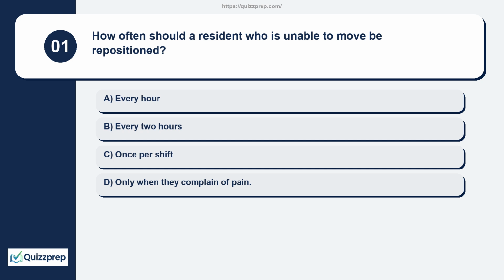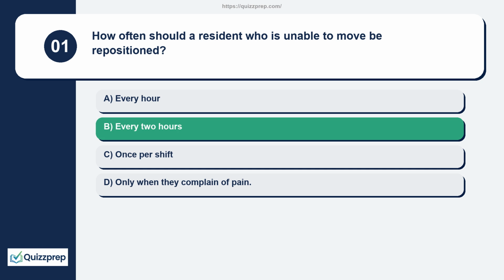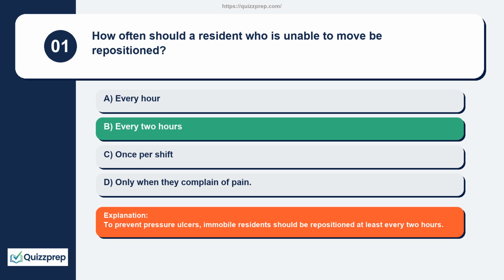Question 1. How often should a resident who is unable to move be repositioned? Every hour, every 2 hours, once per shift, only when they complain of pain. To prevent pressure ulcers, immobile residents should be repositioned at least every 2 hours.